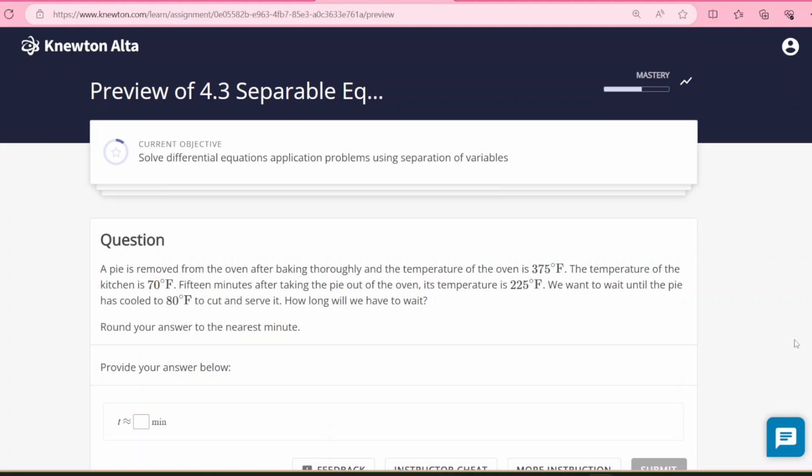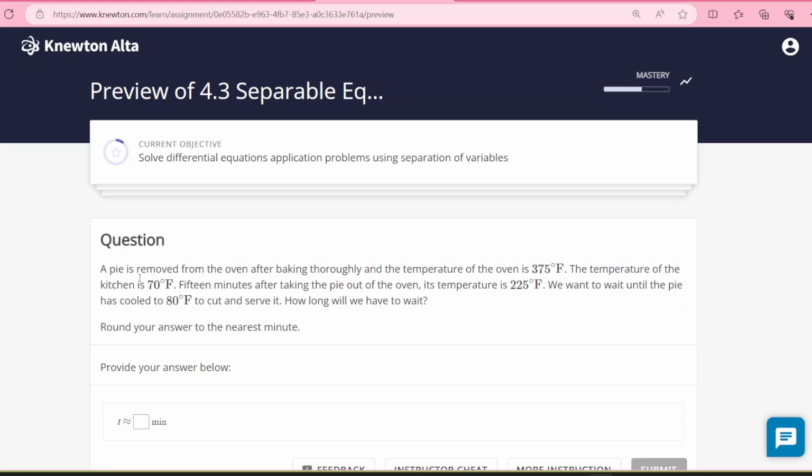All right, so here we have another application. This one involving temperatures and specifically Newton's law of heating and cooling, or Newton's law of cooling, which I'll describe when I go to my paper.